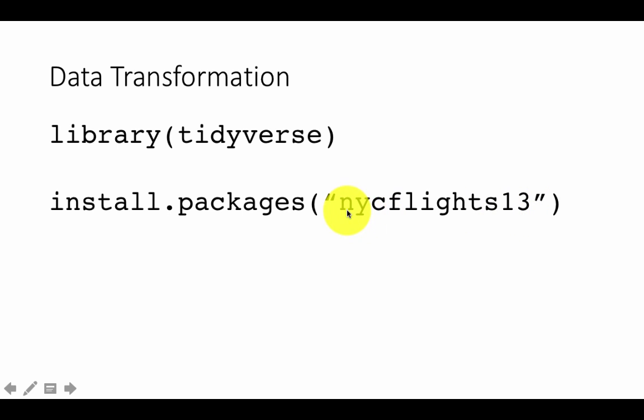Okay, this consists of information about all the flights that took off from any of the New York airports, which is JFK, LaGuardia, and Newark. Any of the three airports, all the flights that took off for the year 2013. That data is available in this package called nycflights13.